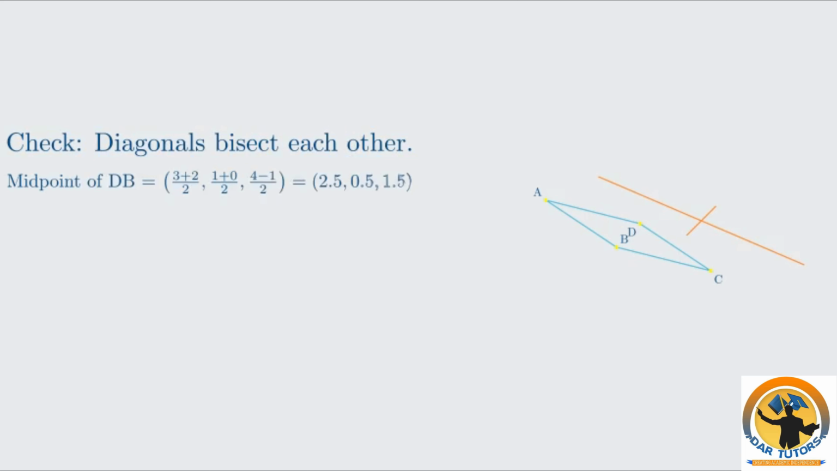Let's find the midpoint of the diagonal DB. It's ((3+2)/2, (1+0)/2, (4+(-1))/2), which is (2.5, 0.5, 1.5). Now let's find the midpoint of the diagonal AC using our calculated coordinates for C. It's ((-1+6)/2, (2+(-1))/2, (1+2)/2), which is also (2.5, 0.5, 1.5). Since the midpoints are the same, our answer for C is correct.